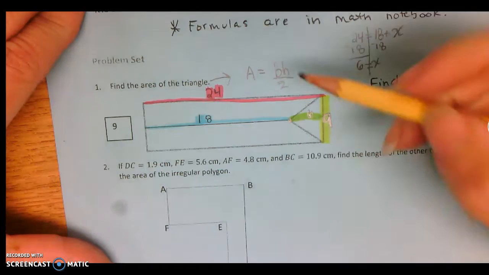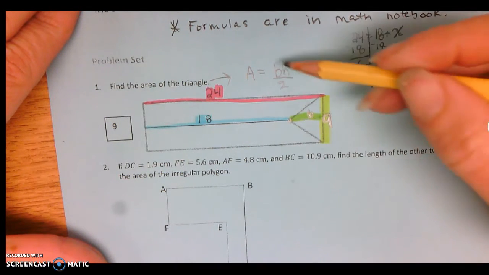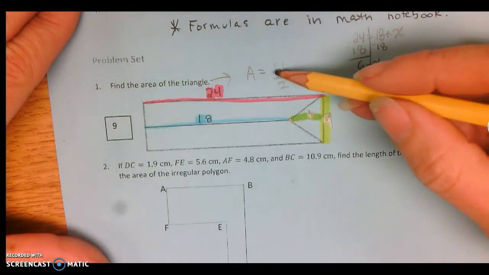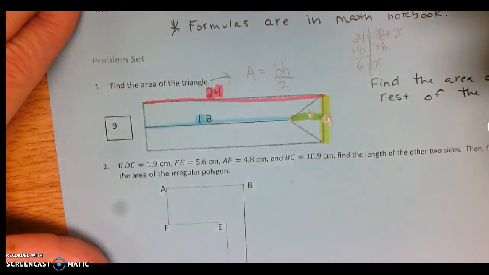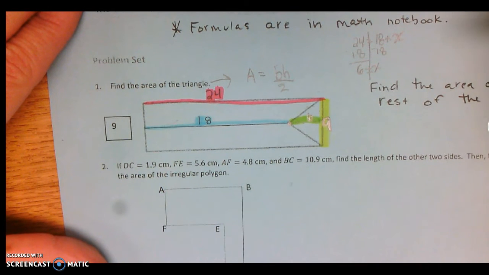Now, if I know this is the formula to find the area of a triangle, see if you can plug in and solve it with your calculator to find the area of that triangle. When you are finished with that, check back in to see if you are correct.